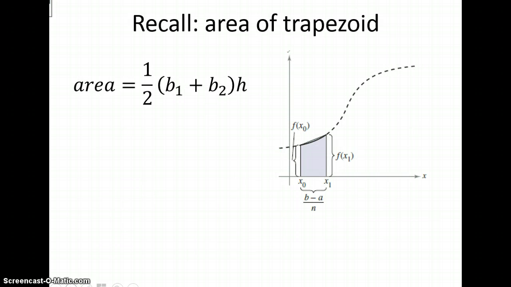Okay, so remember what the area of a trapezoid is: 1/2 times the sum of the bases times the height, and we have used this a little bit when we were doing exact areas. The bases are always the parallel sides, and the height is always the distance between the bases.